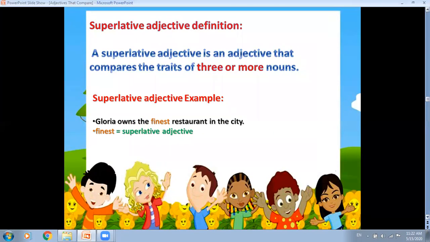Gloria owns the finest restaurant in the city. So finest is a superlative adjective, right? What did I add? I added EST. Or you can say, because the adjective is fine, you can keep the E and add ST. I said you're free. Okay? And what I also have, the finest. And this is a superlative adjective.